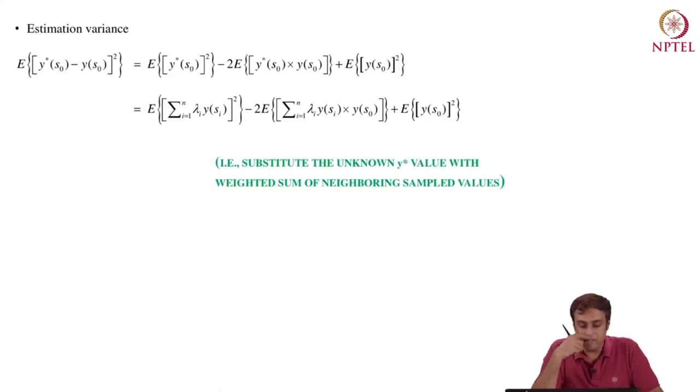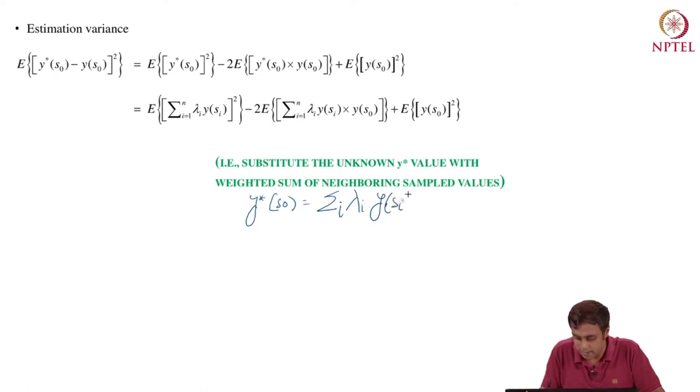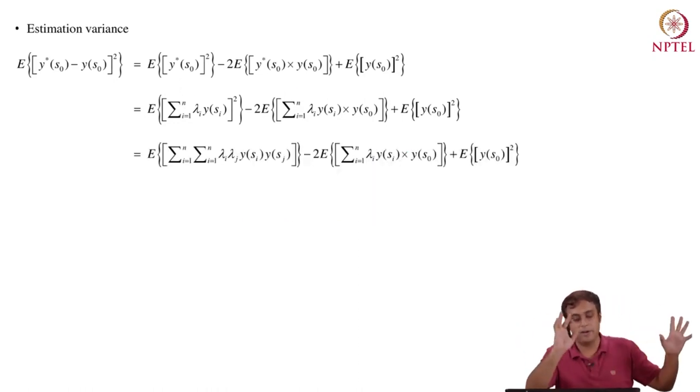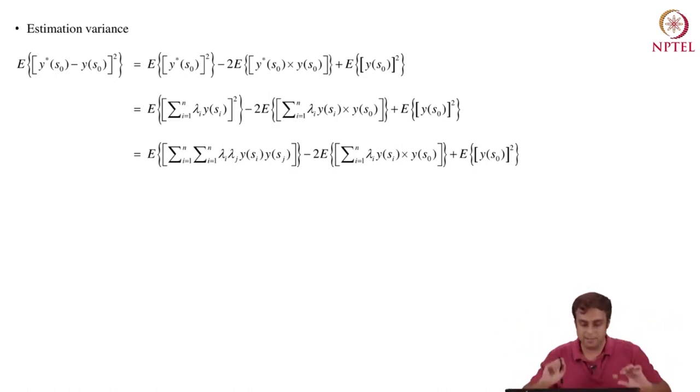I'm going to expand these things a little bit further. So what I'm going to do is take y star s0 and replace it with the summation over i of lambda i y s i. I'm going to substitute the unknown value with the weighted sum everywhere that I see it. And then I'm going to expand it, keeping the expectation operator as it was. So I have the expectation of y s i squared, minus twice the summation of lambda i y s i, whole squared, plus the summation of lambda i y s i times y s0, which is the truth, remember, plus the expectation of y s0.